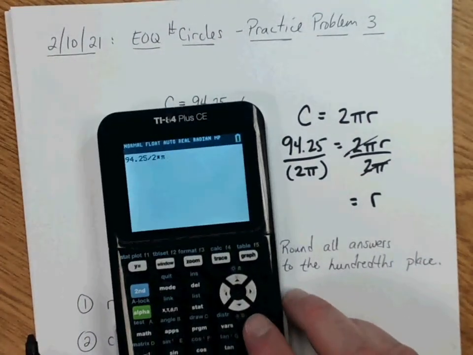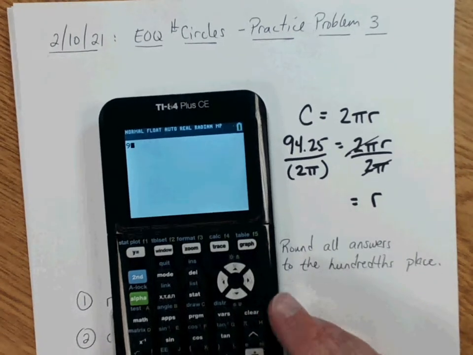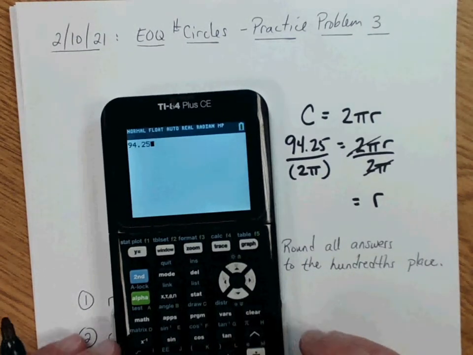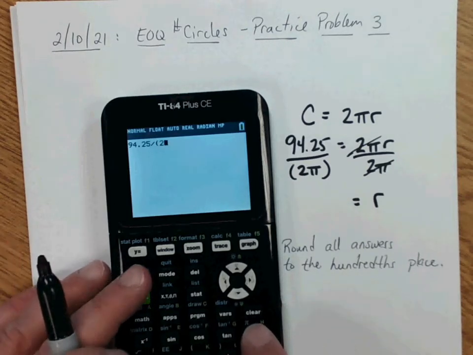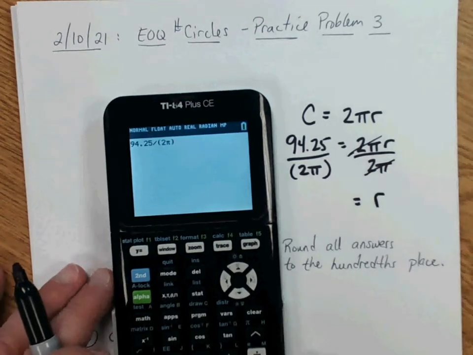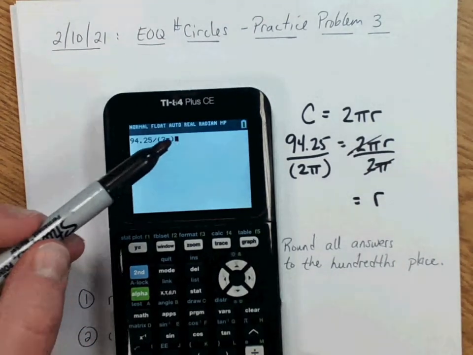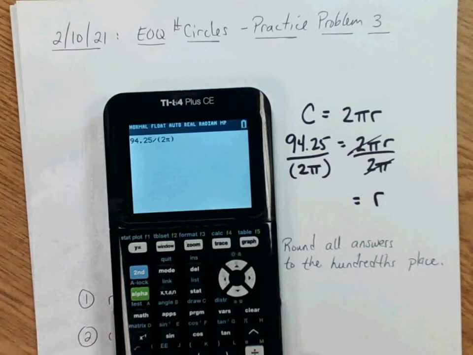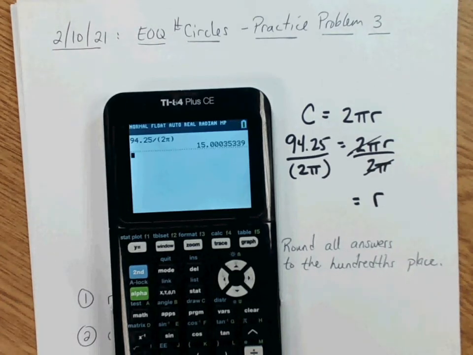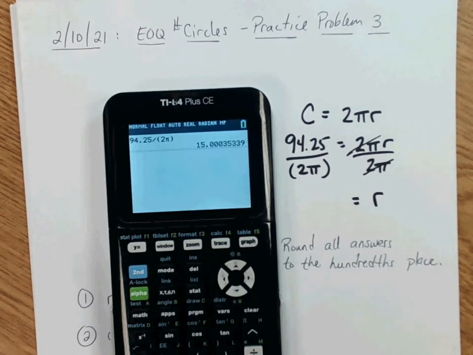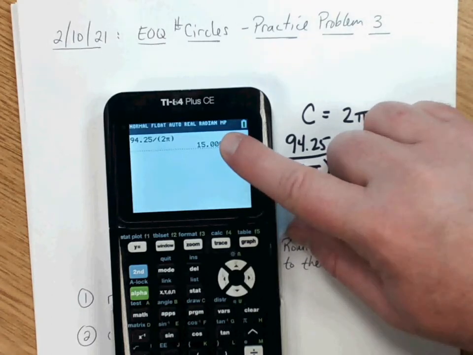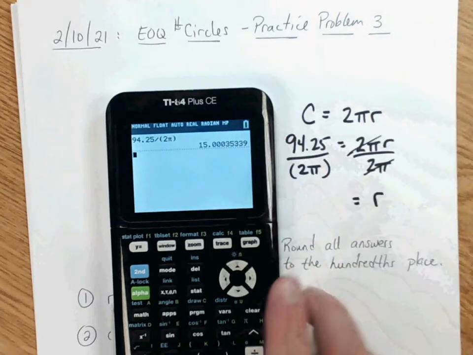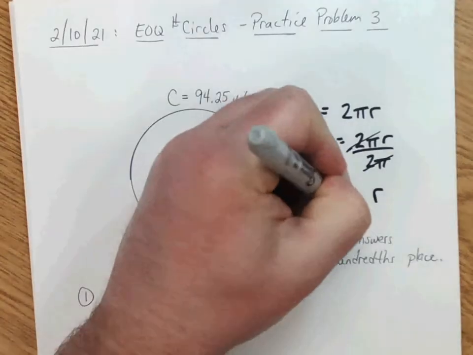So instead, we want to go 94.25 divided by parentheses 2 pi. That little extra added step is what you're going to need to make sure you do this right. And if we're rounding to hundredths, this works out to be 15, because I want to round it to there, and the number behind it is a 0. So my radius is 15.